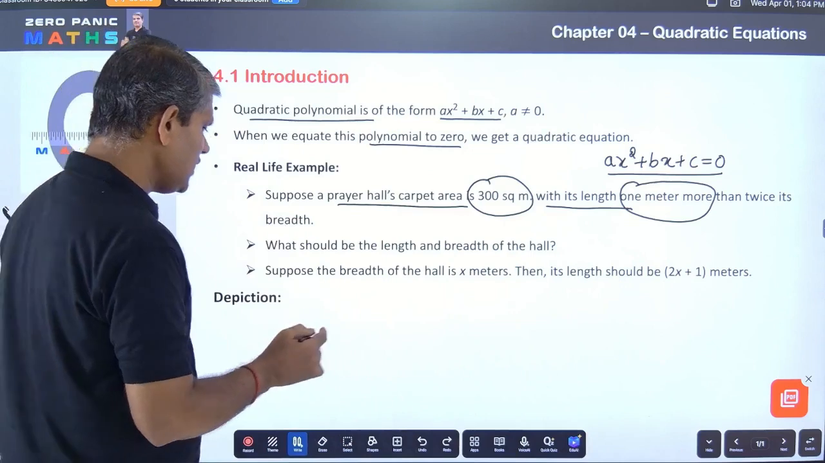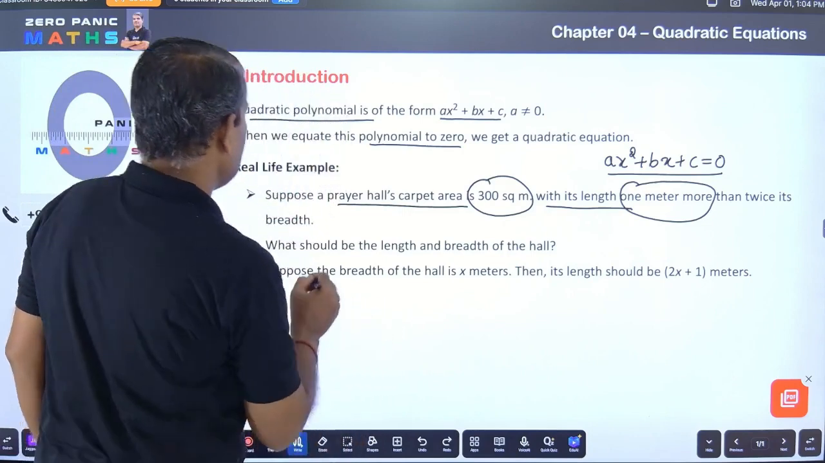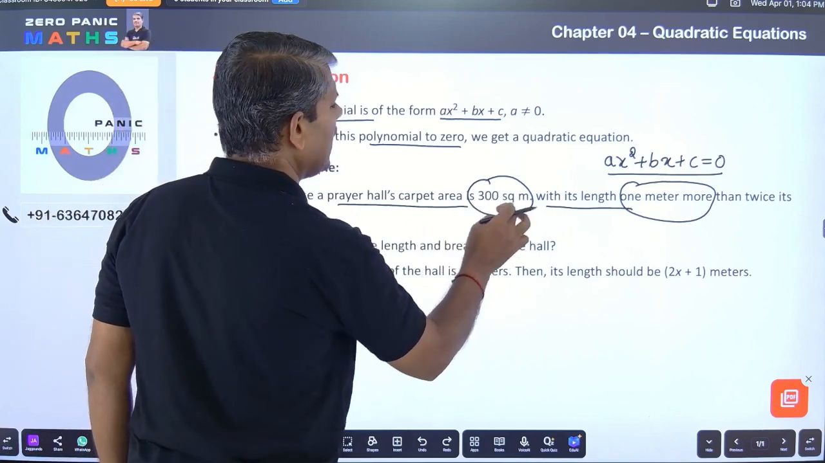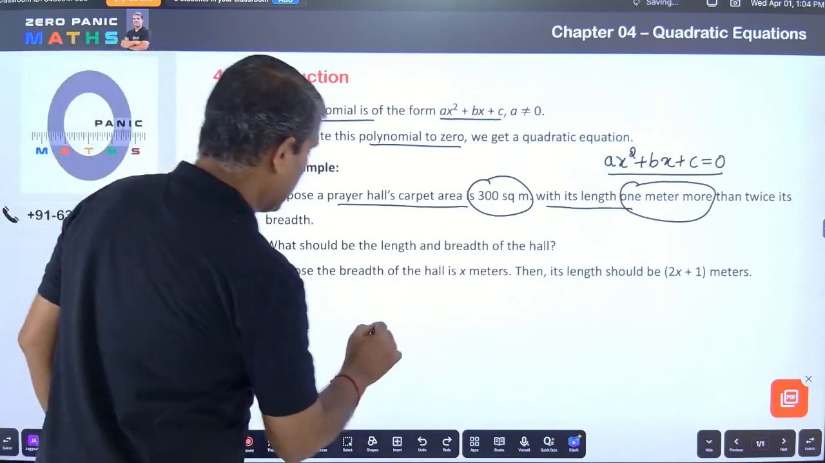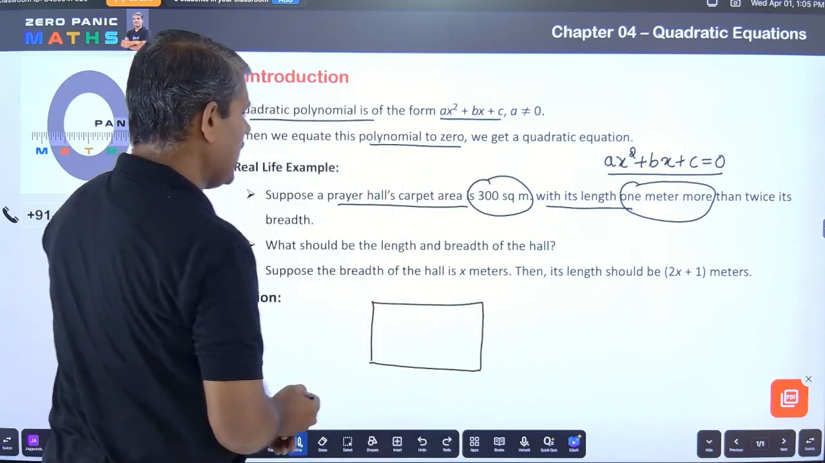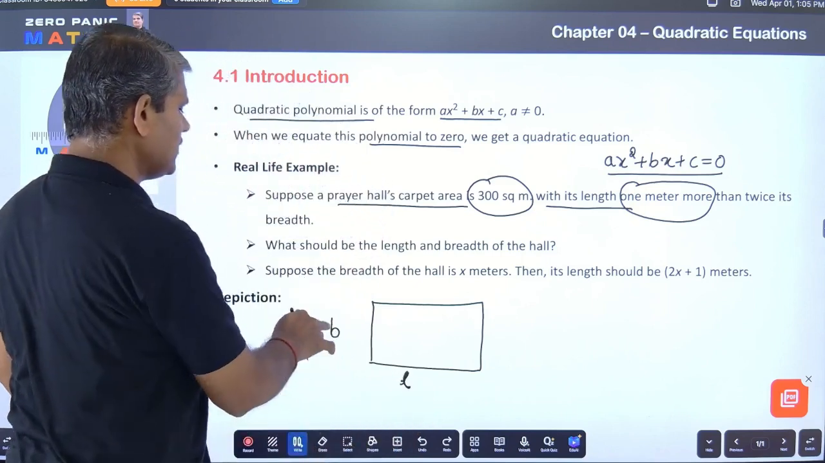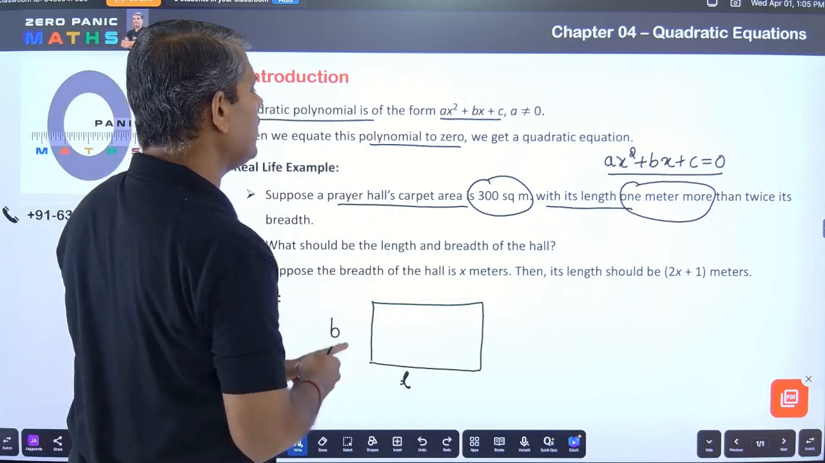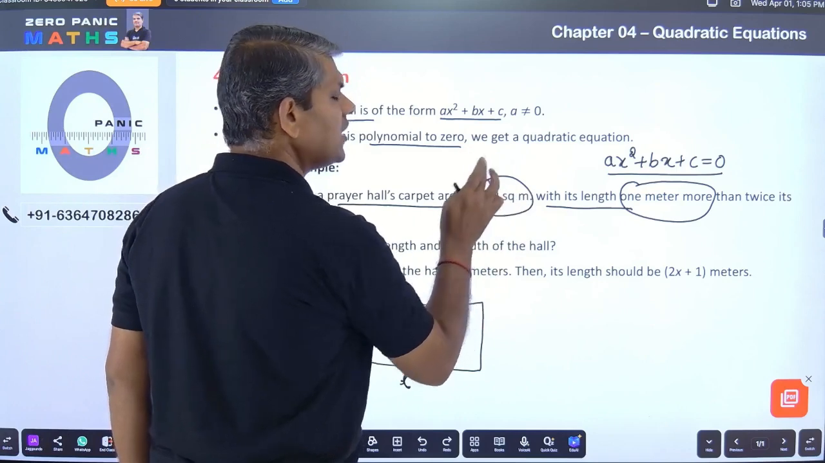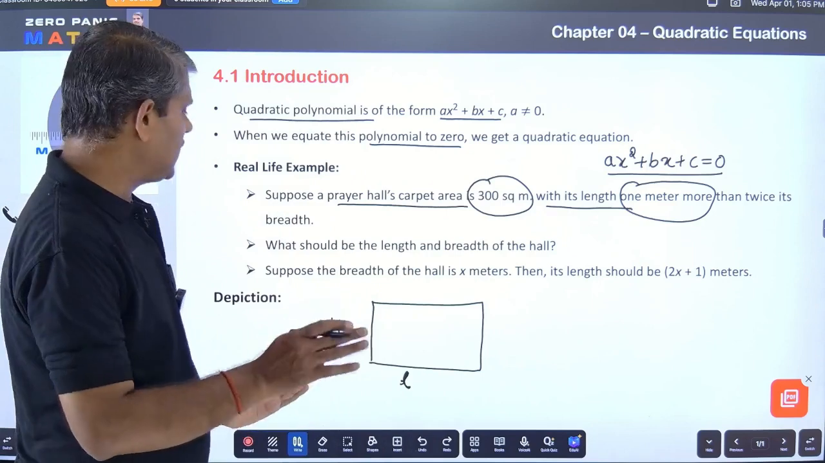Let us depict that first, so that it will be easy for us to understand. It is a rectangular carpet area, because they have given the area in terms of square meters, so assume that it will be a rectangle. Assume that this is its breadth and this is its length. Now what they have given is that the area is 300 square meters. So breadth into length is equal to 300 square meters. That is what is given.